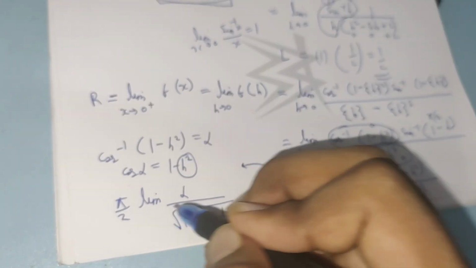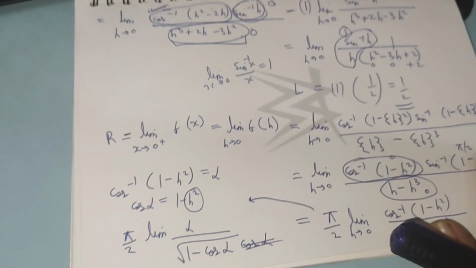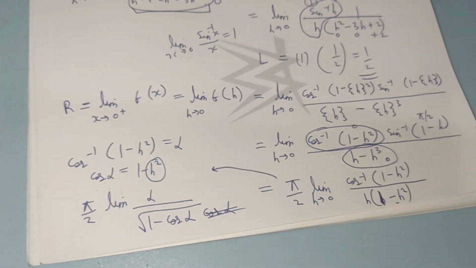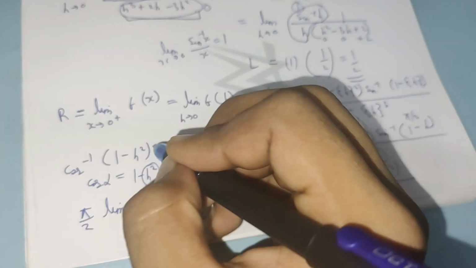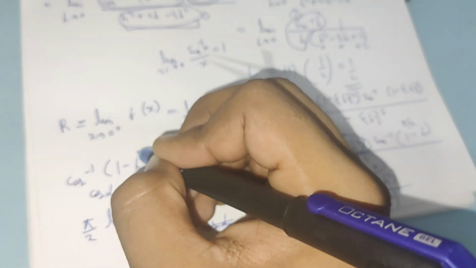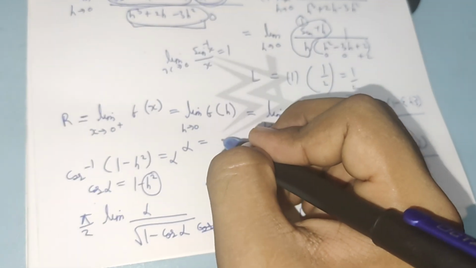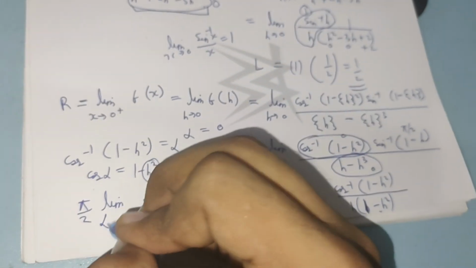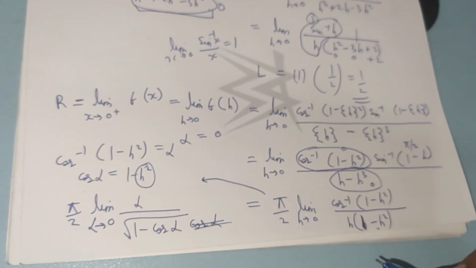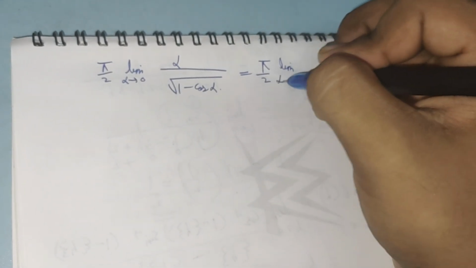So how to change the limit when we are changing the variable to alpha? In order to change the limit, when my h is tending to 0, I am getting alpha tending to cos inverse of 1, and cos inverse of 1 is 0. So when h is tending to 0, alpha is also tending to 0. This will be my new limit. So this was my question. So pi by 2 and limit alpha tends to 0.